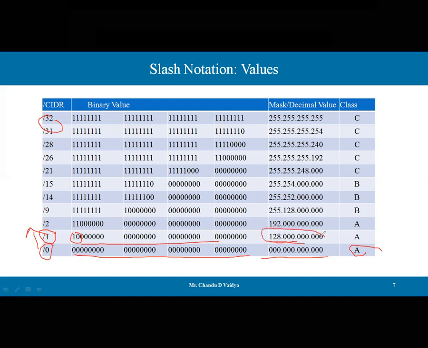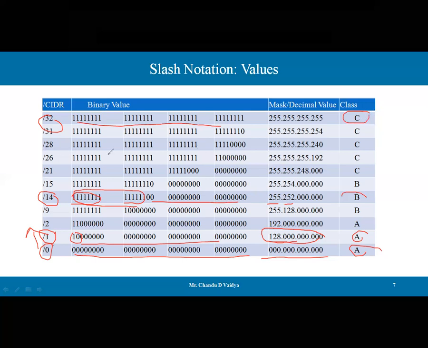This will be the subnet mask, 128.0.0.0, which also belongs to class A. If you go to the upper side, let's say you take an example from class B, /14. This will be 8 plus 6, which is 14. So contiguous 14 bits are on, and the rest will be off. So it is 255.252.0.0, which belongs to class B. If you go further up, /32, all are 1s. So 255.255.255.255.